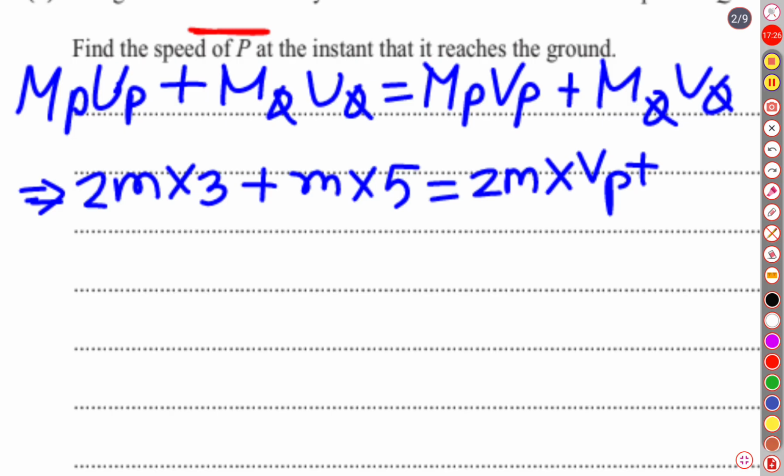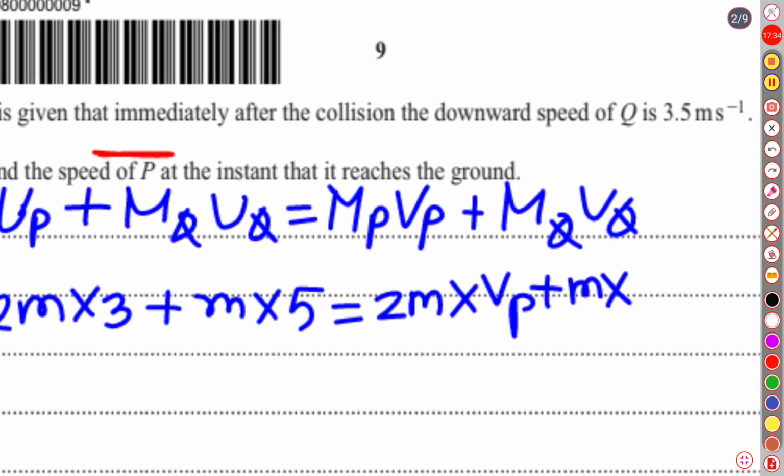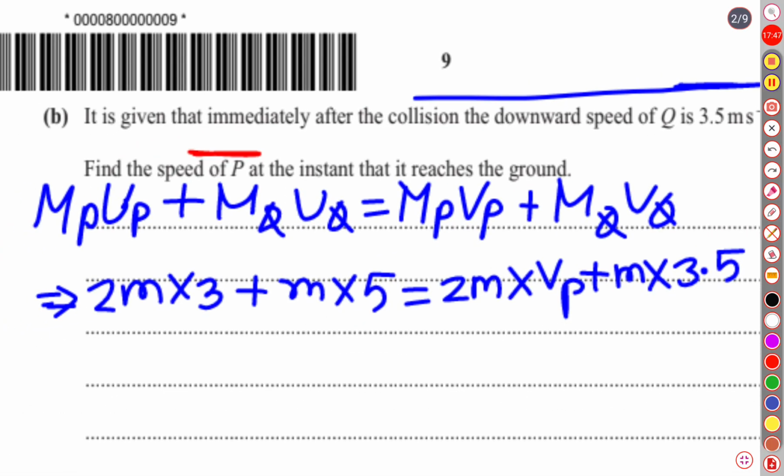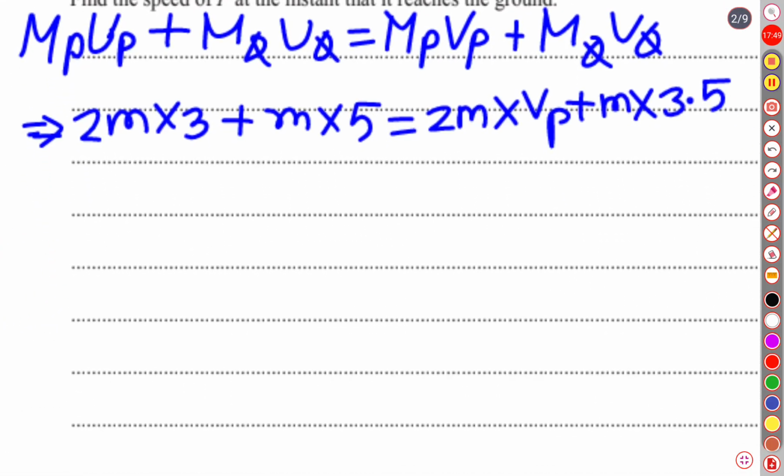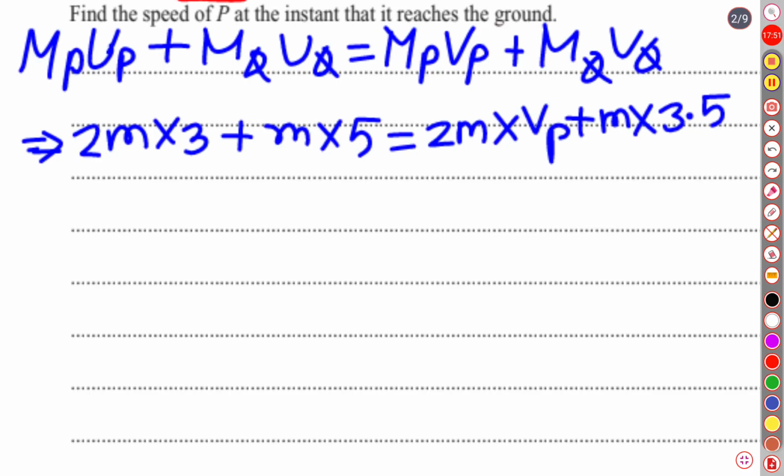The mass of particle q was m, and the velocity of particle q after collision is given as 3.5 meter per second. This is also moving downward, so it is 3.5. If we simplify, we will get, yes, let us do the simplification.